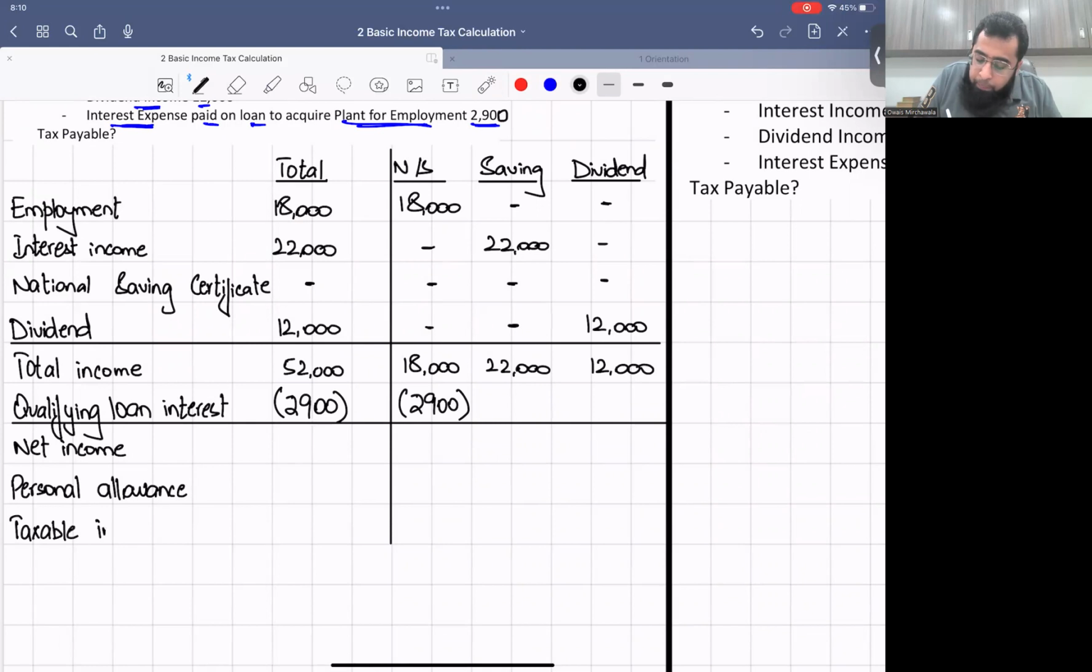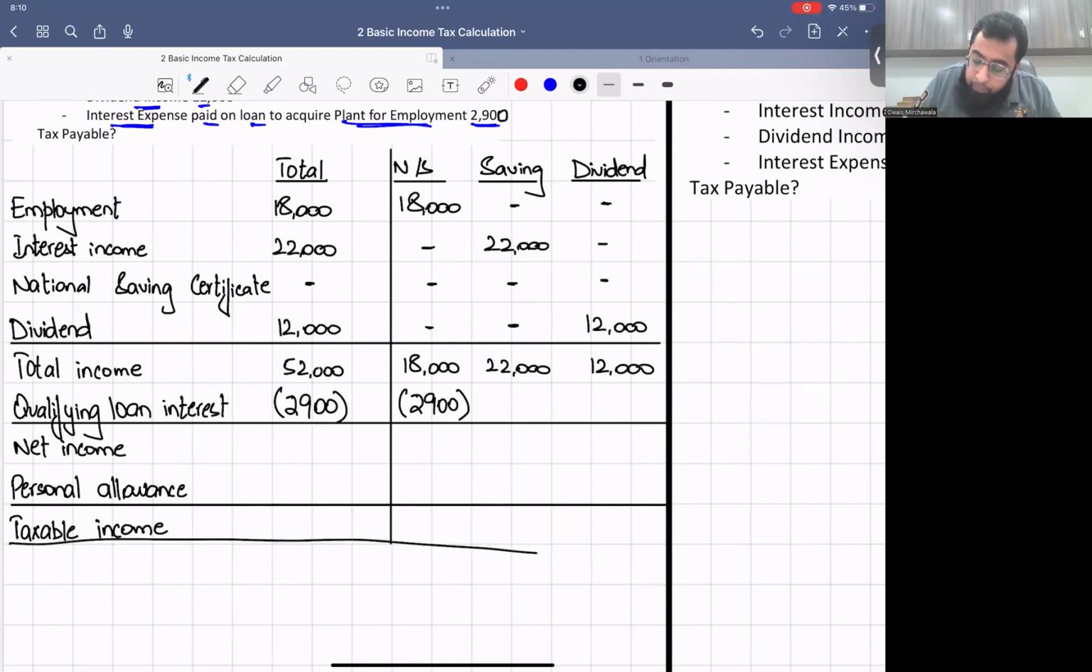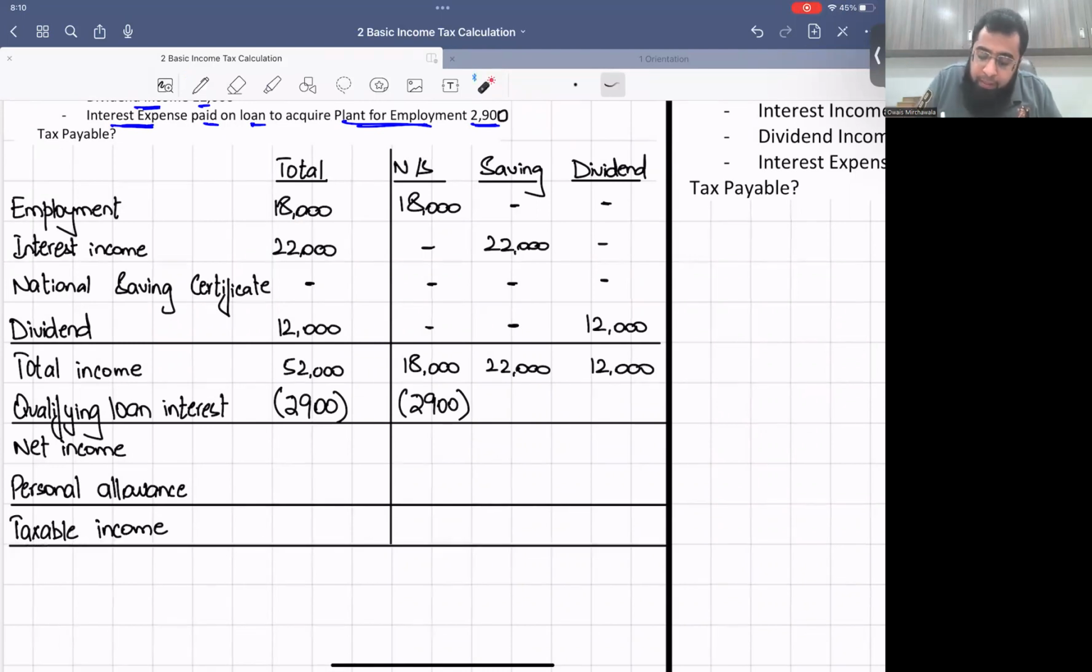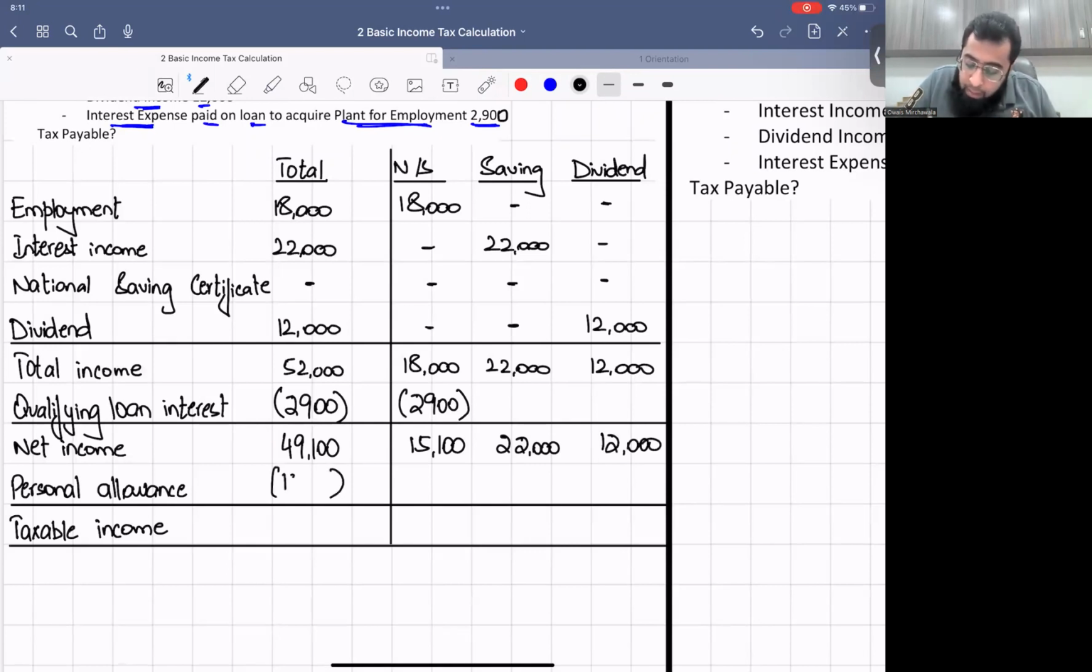I will repeat it again. I want you all to concentrate on it. See, the qualifying loan interest expense is adjusted from total income. So 52,000 minus 2,900 is 49,100. Now the non-saving stands at 15,100. Saving is the same, 22,000, and dividend is 12,000. Now we'll adjust the personal allowance, 12,570. The priority is non-saving.